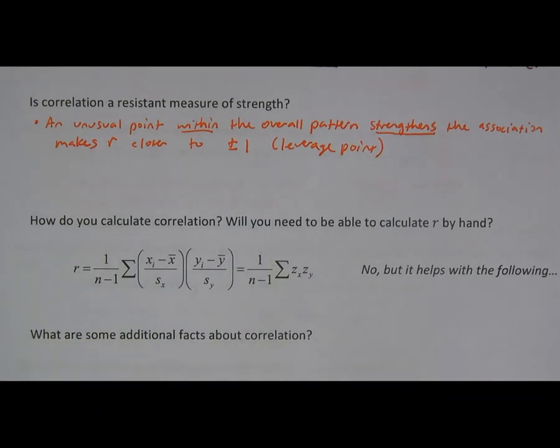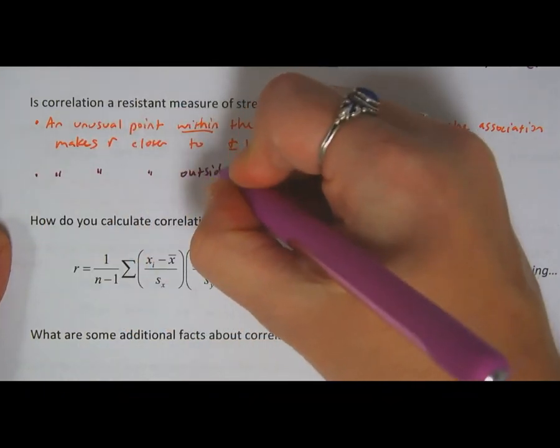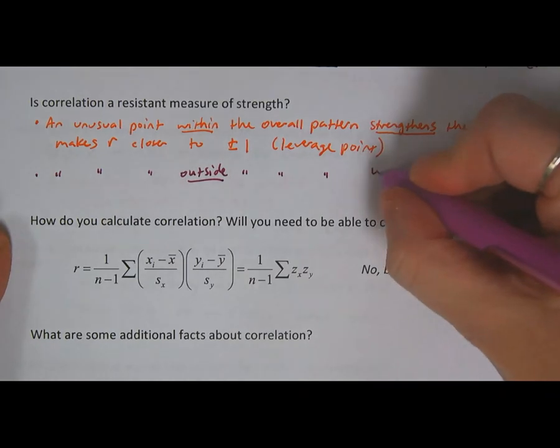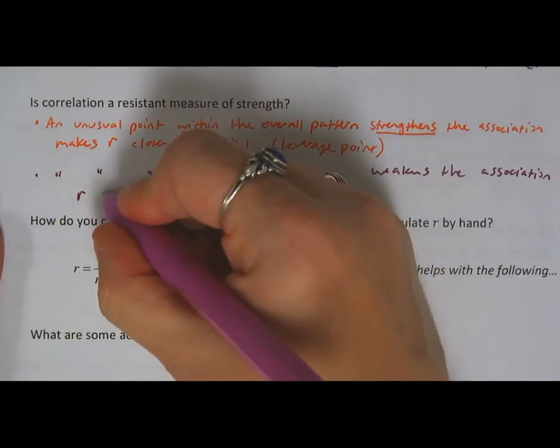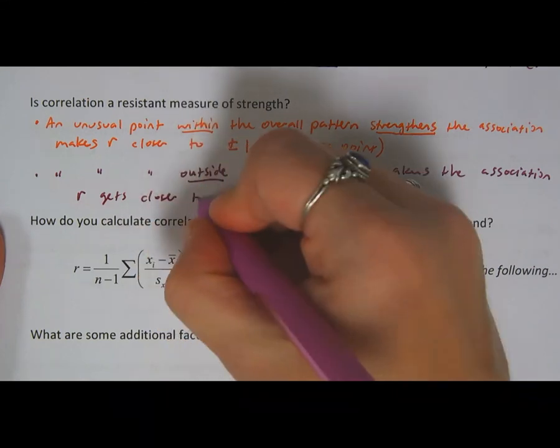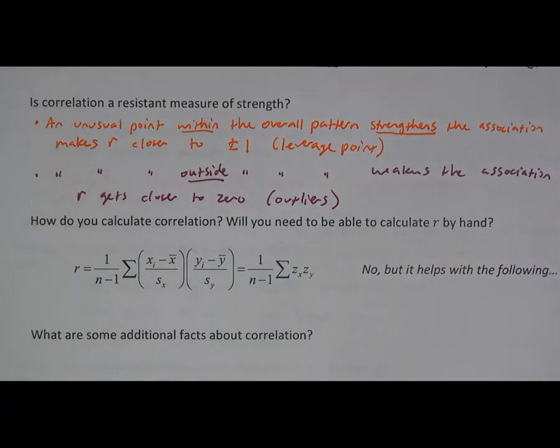And an unusual point outside the overall pattern weakens the association. So R gets closer to 0 in that case, and those are outliers. And those will be easy for you to spot. There is a fancy formula for how to calculate R by hand. You will not have to do that. I will show you how to do that in the calculator.